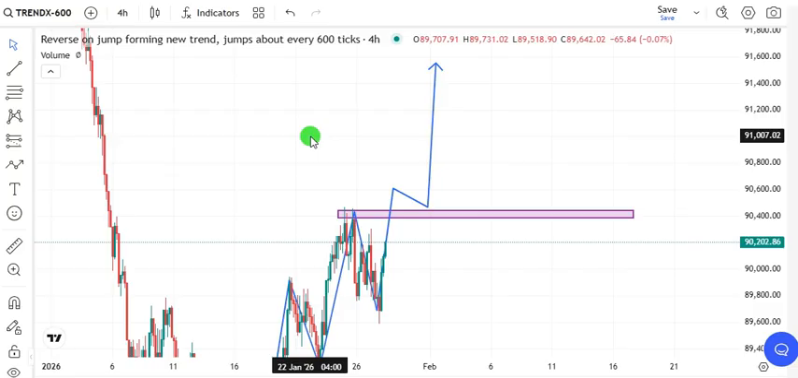Remember, no matter how perfect the chart looks, no trade is 100% correct. So always make sure you don't risk more than you can afford to lose. That said, I wish everyone a profitable day trade ahead. Remember to always stay safe, and don't risk more than you can afford to lose.